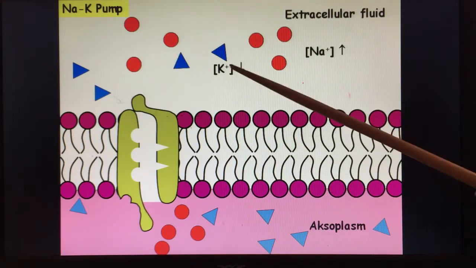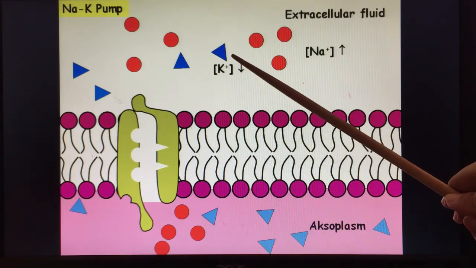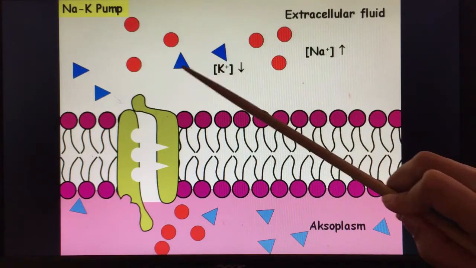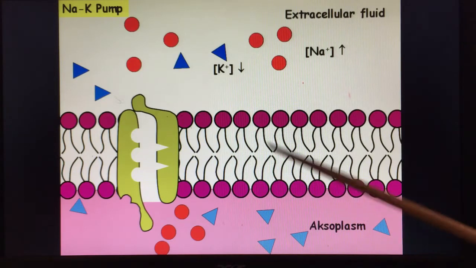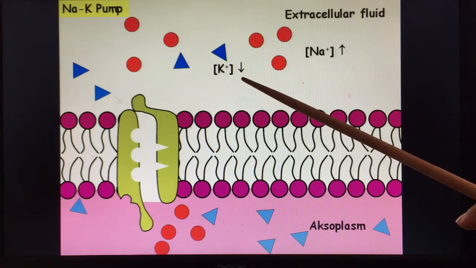The blue colored triangle here representing the potassium ion. So there are only 4 outside and there are 6 potassium ion inside the cell. So relatively, the potassium ion concentration is lower on the outside region.